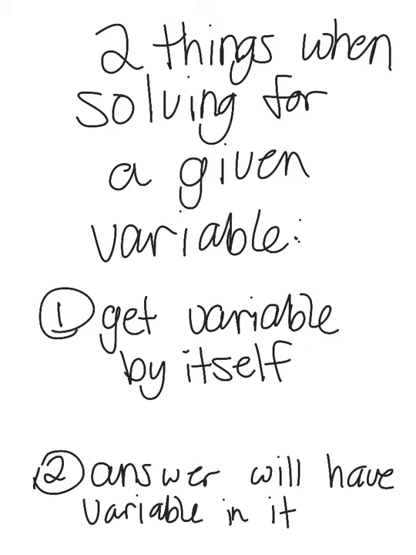The other thing is that your answer is going to have a variable in it. It's not just always going to be y equals 2, x equals 4. Instead, you may have x equals 2y plus 6, or y equals z plus 9. You're going to have another variable in your answer now, which makes it a little bit more complicated.